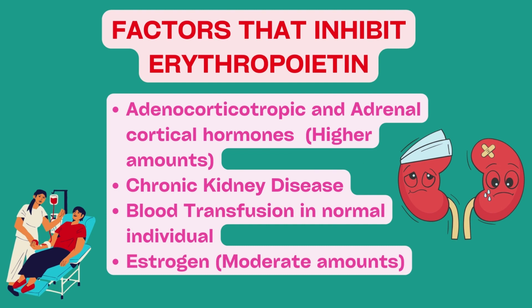The other condition is transfusion of blood in a normal individual. This action decreases the rate of erythropoiesis. However, this is temporary until the normal red blood cell count is restored. Another thing is that estrogen in moderate concentration is inhibitory to erythropoietin production.